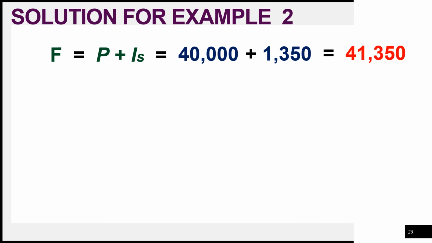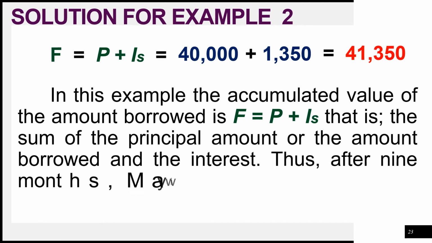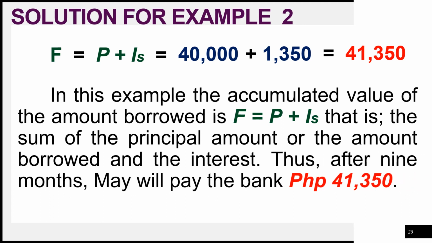Then adding that, we get 41,350. In this example, the accumulated value of the amount borrowed is F equals P plus I. That is the sum of the principal amount, or the amount borrowed, and the interest. Thus, after 9 months, May will pay the bank 41,350 pesos.